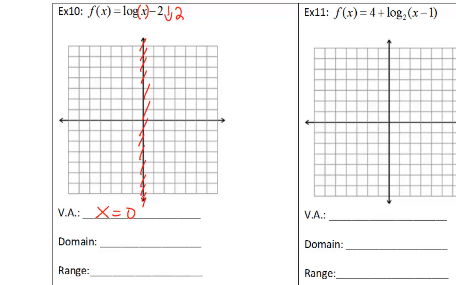Well, now I need my anchor points. My anchor points are going to be, remember, (1, 0) and then (a, 1). Well, what's a? Well, what's the base? Well, there's no base there. Well, what's the base when there is no base? When there is no base, that base is 10. So this is really (1, 0) for one point and (10, 1) for the other point.